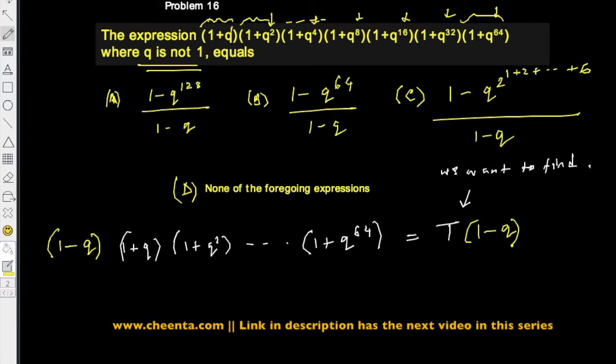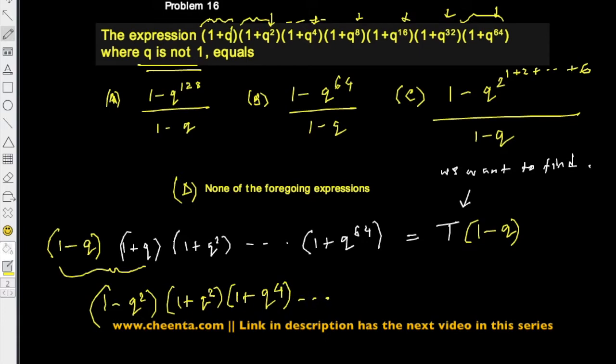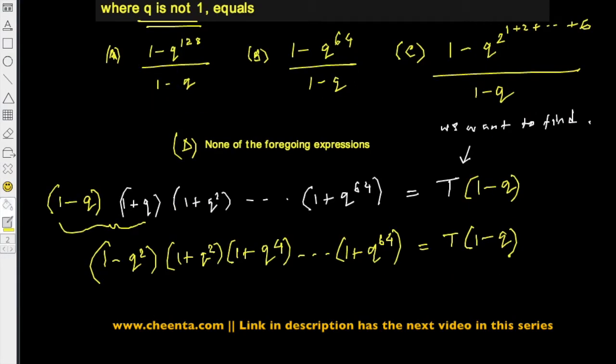Alright, so now let's make some simplification. So 1 minus q times 1 plus q is 1 minus q square. Then we have 1 plus q square, 1 plus q to the power 4, and so on up to 1 plus q to the power 64. At this point, you should pause the video and try it yourself because I have already given you most of the clues. Okay, so now the same simplification process will continue.